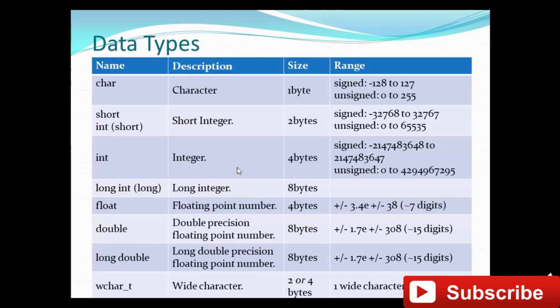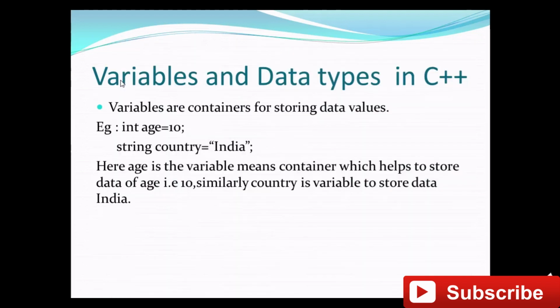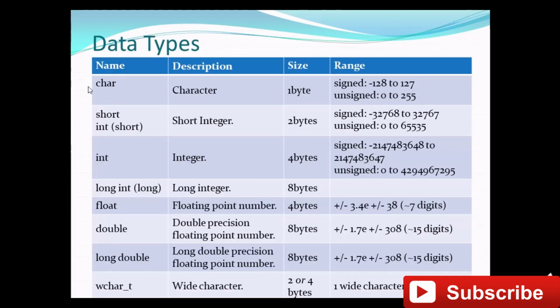Next, these are the types of data types in C++. The types are character, short int, integer, long int, float, double, long double, and wide characters. Char helps us to store characters. Here we have written int. Similarly, if we need to store a character, we need to write char there. If we need to store a float, we need to write float, and for double, we write double.